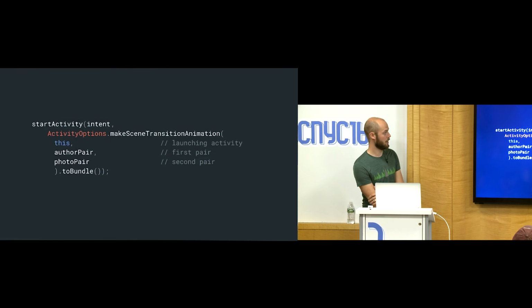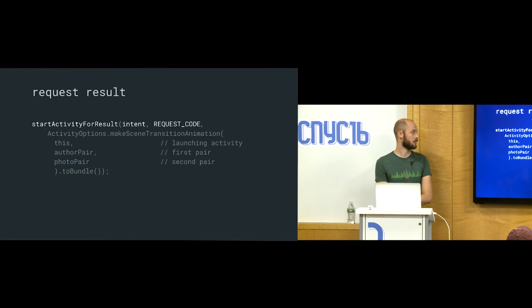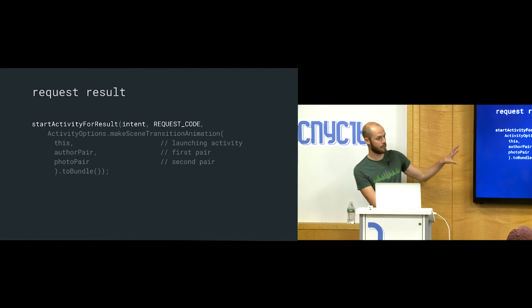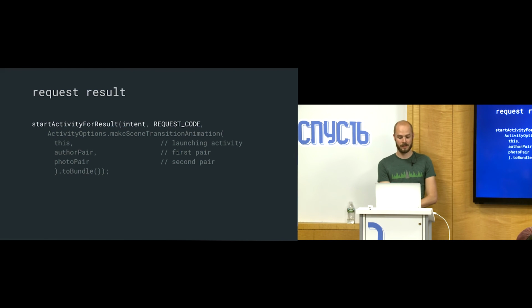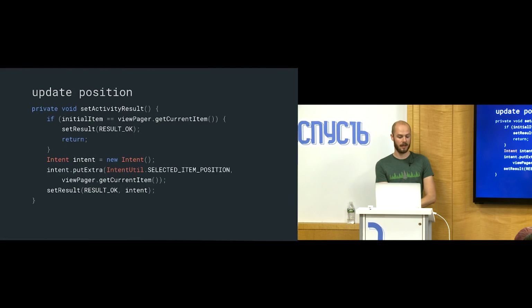The cool thing is the Android framework already has that in place for just saying start activity for result with a request code and the bundle. So we pass in the request code, and once we're finished with the activity, on the way back, if the item that has been selected still is the same, we don't do anything, we just say, please continue the way it was. Otherwise, we add the selected position on the way back to the intent.